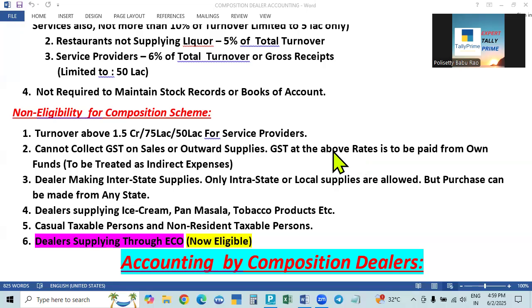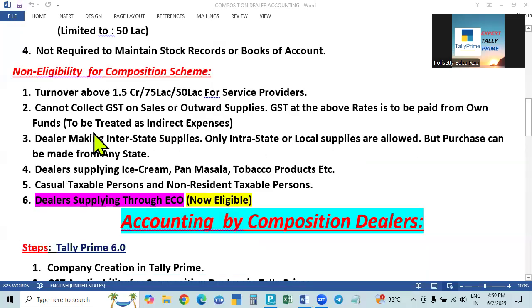The tax paid on purchases is added to the purchase price. That's all. Next, dealers making interstate supplies. Every composition dealer has to supply goods in his own state only. If a dealer makes interstate supplies, he is not eligible. Only intrastate or local sales are allowed, but purchases can be made from any state.